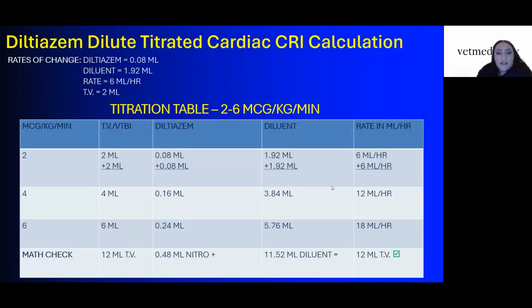So the titration table for 2 to 6 mics per kg per minute, we're going to add on basically just like we did in all of the others. And just go straight down the line, and everything adds up.